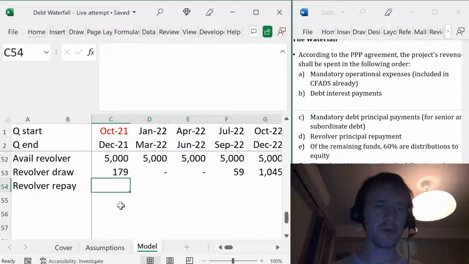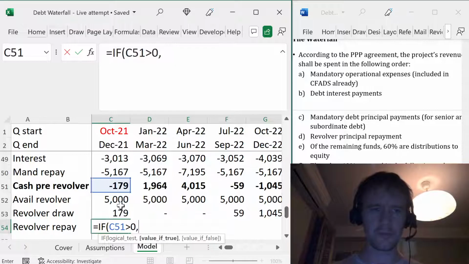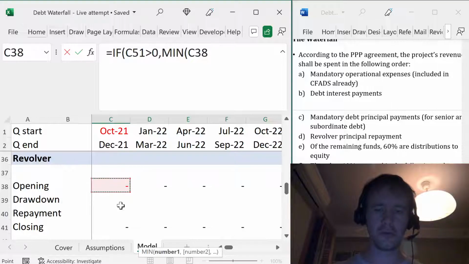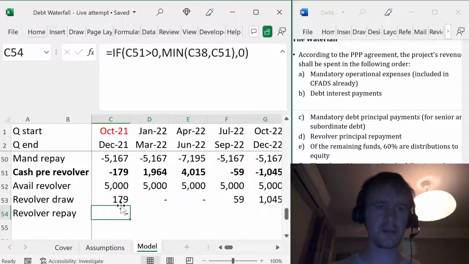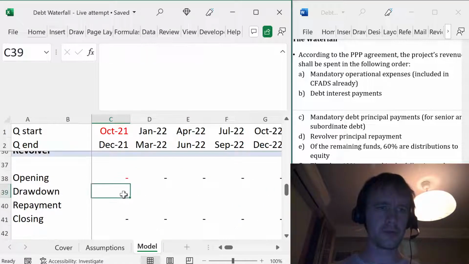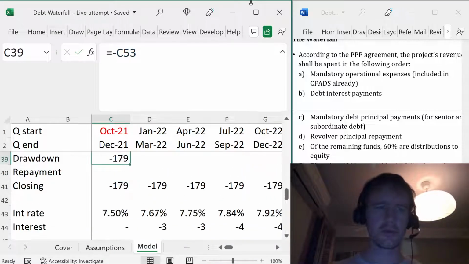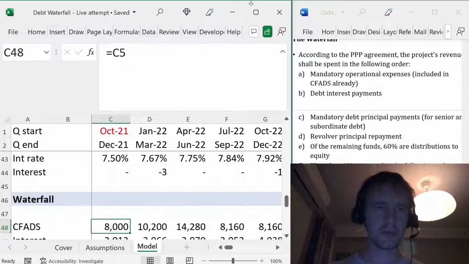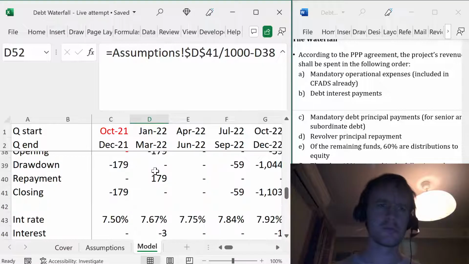So that's how much I draw, and then how much do I repay? And that is going to be equals, if this is greater than 0, then I repay the whole amount, opening balance, up to a maximum of the amount of cash I actually have. And otherwise, I don't repay anything. And then we can link these up into the revolver. So the drawdown, except we need to flip the signs, because the thing that helps your cash hurts your revolver and vice versa. Copy that across. And now what we see is oops, that's the wrong way around. It's not good.